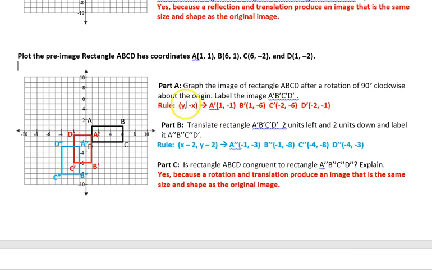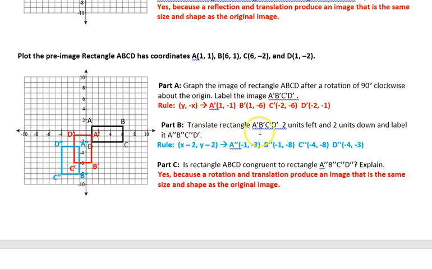So that rule is (y, -x). Remember, if it's 90 or 270, we flip the x and y. So if we're in quadrant 1, this took us all the way to quadrant 4, sorry. So then when we apply that rule, we put the x where the y was, the y where the x is, and we change the sign of the x. Change the sign, change the sign, change the sign. Go ahead and plot that one, A'B'C'D'.